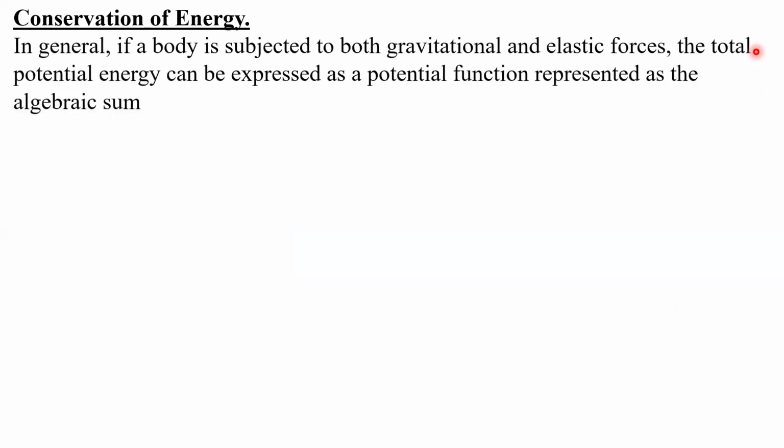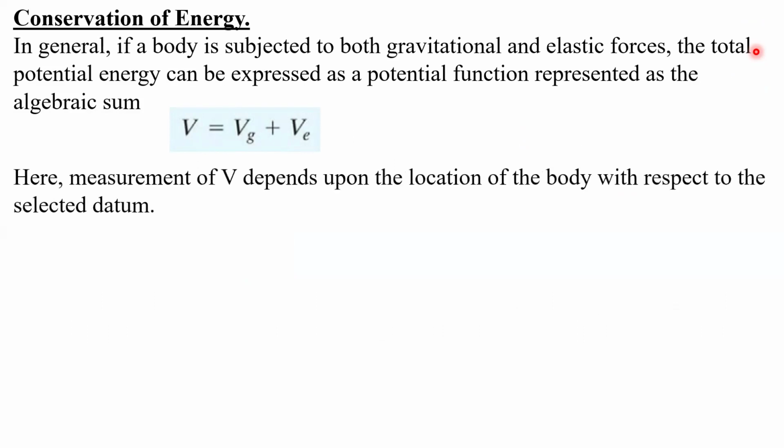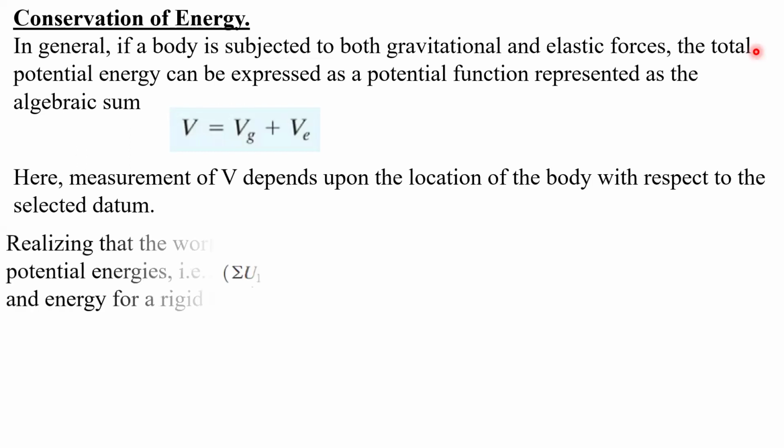Conservation of energy. In general, if a body is subjected to both gravitational and elastic forces, the total potential energy can be expressed as a potential function represented as the algebraic sum. V is equal to Vg plus Ve. That is, the total potential energy is equal to the gravitational potential energy plus elastic potential energy. Here, measurement of V depends on the location of the body with respect to the selected datum.